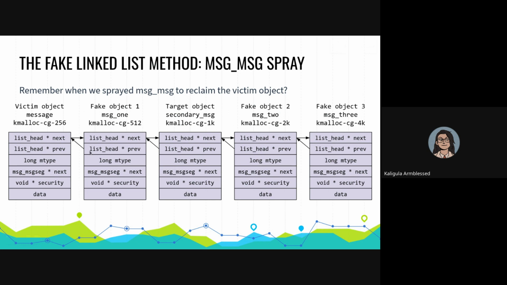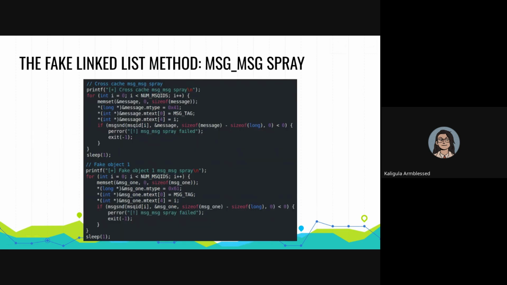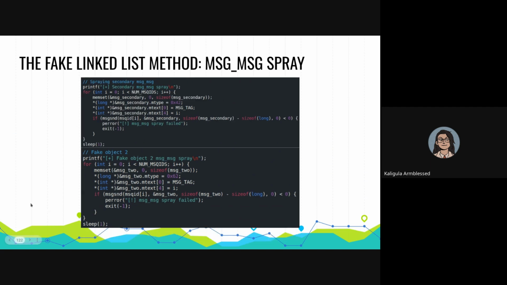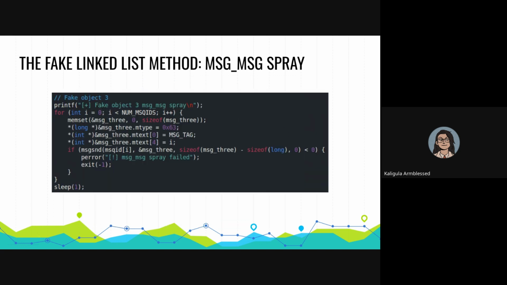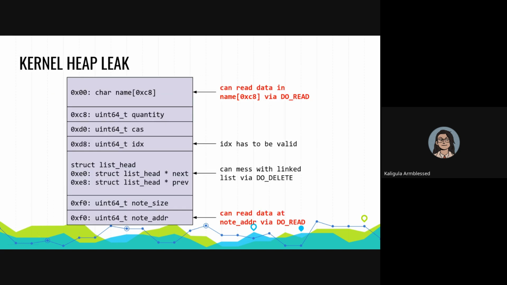And so we want to leak the addresses of all these fake objects, because these will be the fake objects that we use to construct the linked list. Firstly, I'm just going to show you how to spray message. What you're going to do is just do message send and then put the thing inside. So this will be the victim object. This will be fake object 1, the secondary message, which is our target message object in kmalloc-cg-1k, fake object 2, and fake object 3.